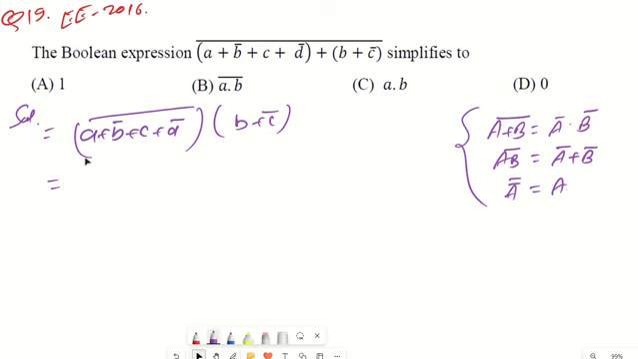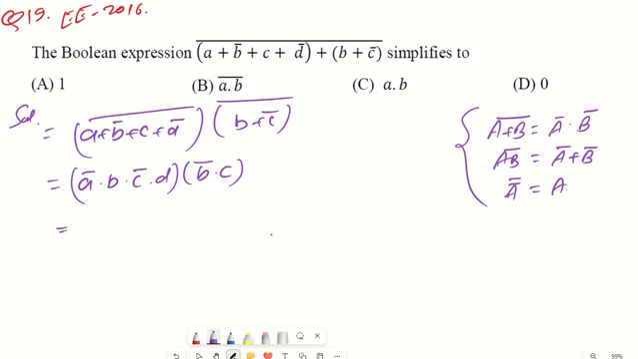So in the first term, can we do that? A bar into b bar is a bar b bar, then c bar into d bar is c d, multiplied by, sorry, this is actually a whole bar, so this is going to be b bar plus c bar. Can we do that? If we can, we are going to get b bar into c. So two times we have applied De Morgan's theorem, right?